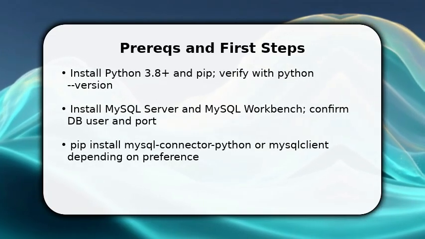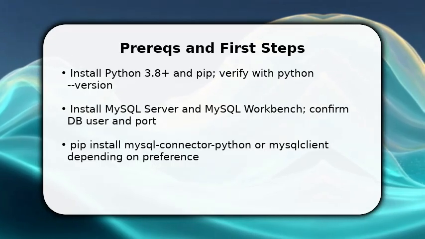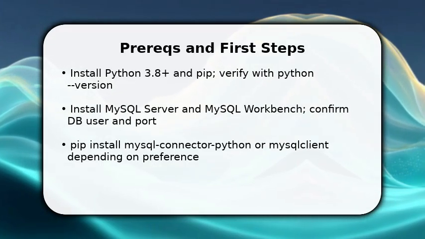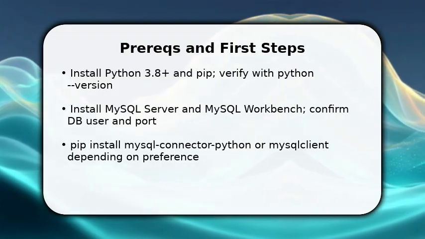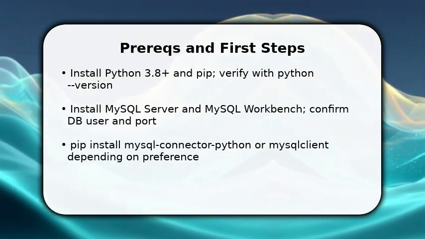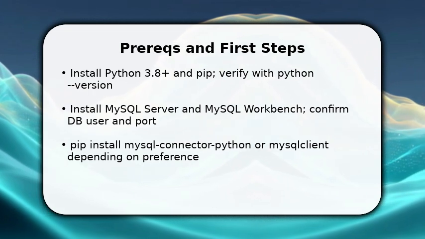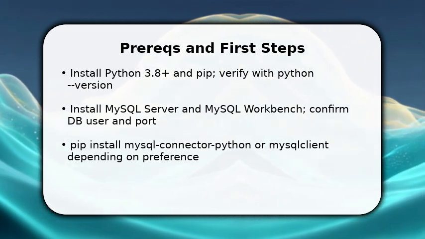Next, create or confirm a DB user with password and permissions in Workbench. This credential is required for your connection string. Once done, note host, port, database name, user, and password because you'll use them in your next step, the code.